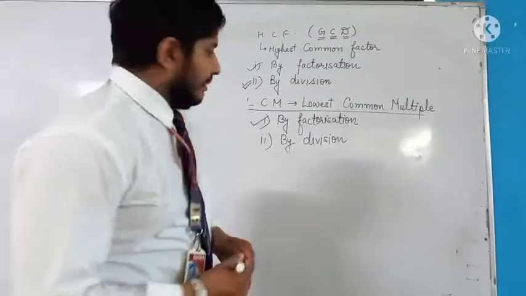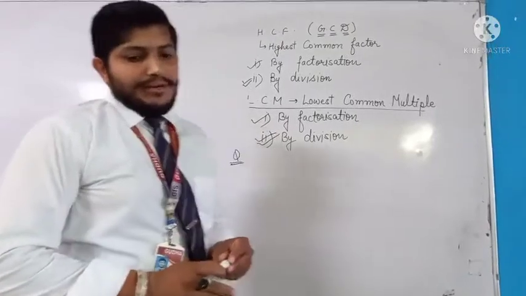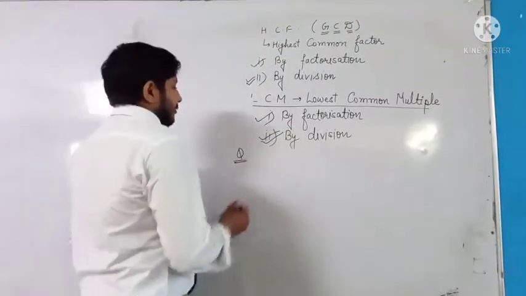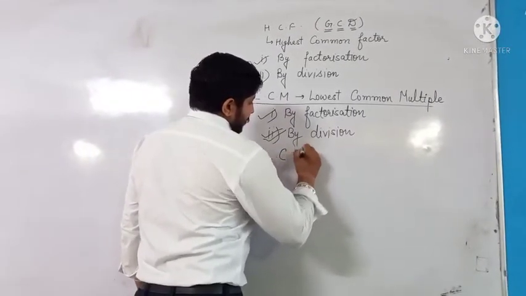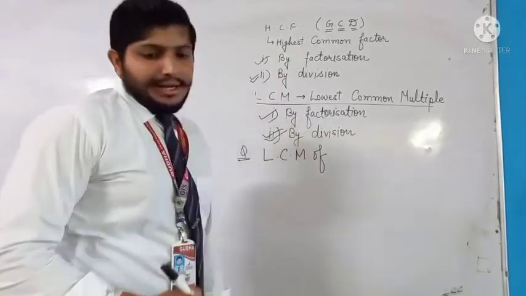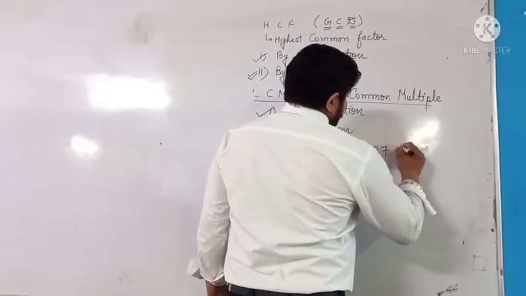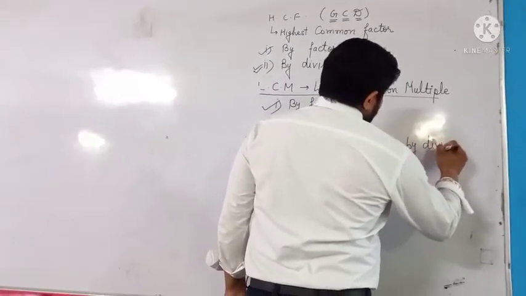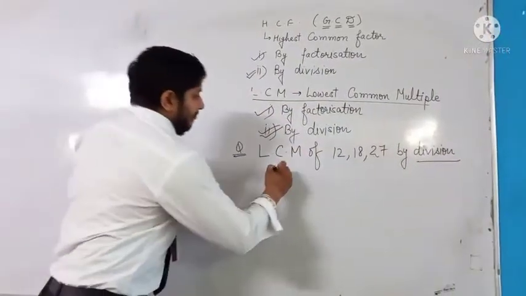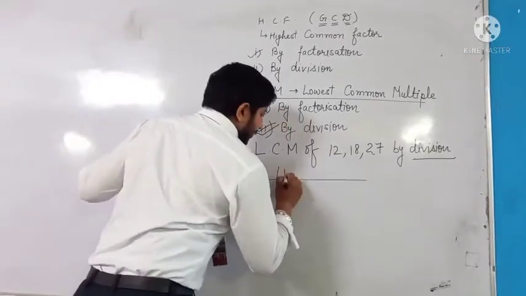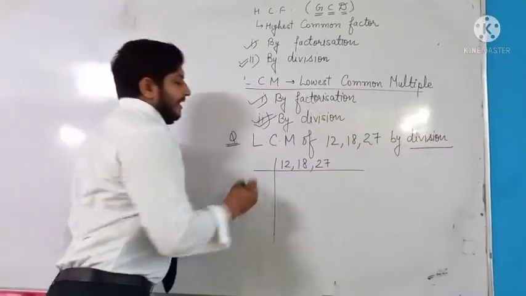Next is the LCM by the division method. We discussed the LCM. Find the LCM of 12, 18 and 27 by the division method. By which method? Division method, means the second method. In the division method we write all these numbers in a single row and then we divide it.